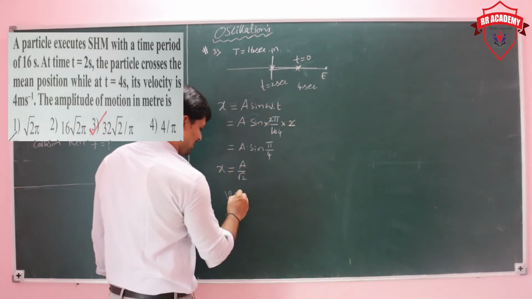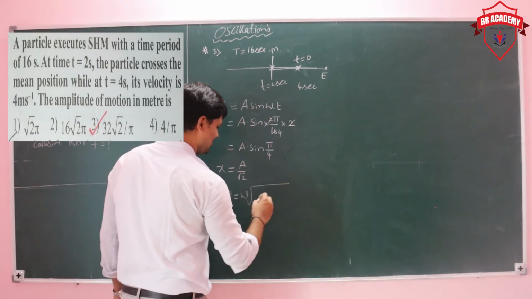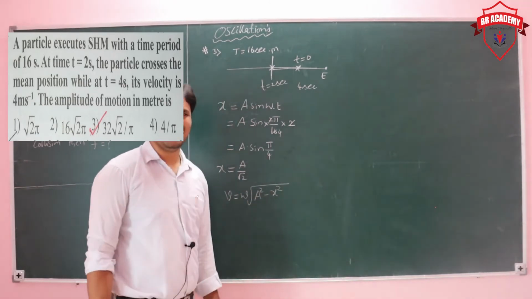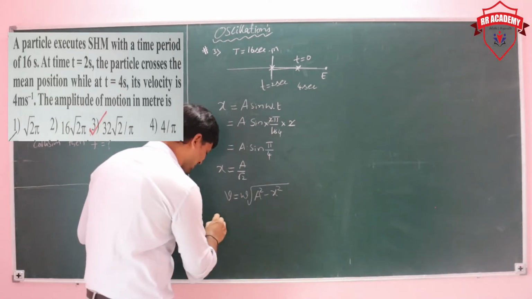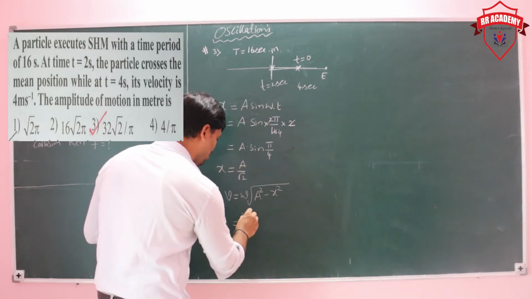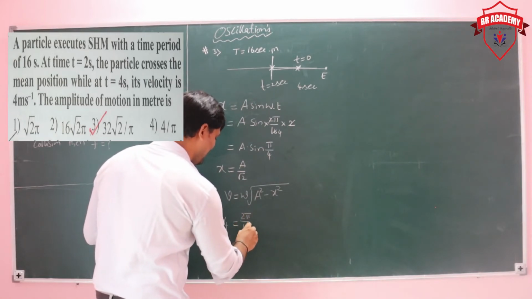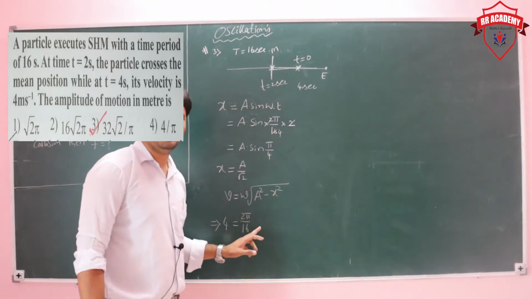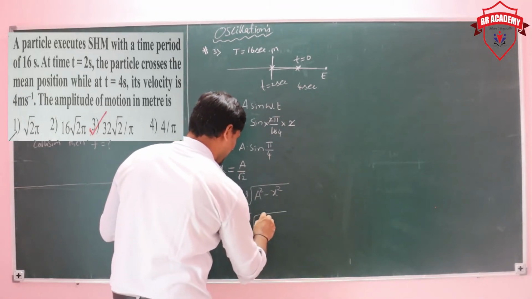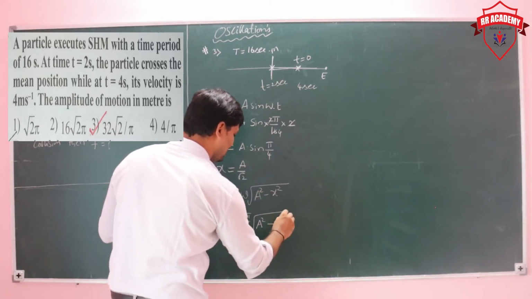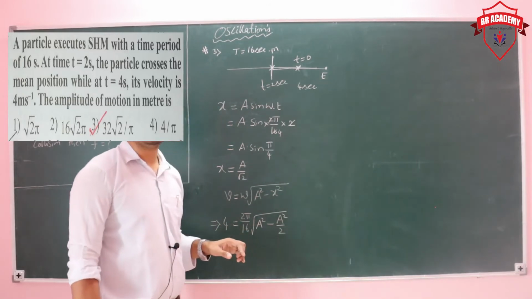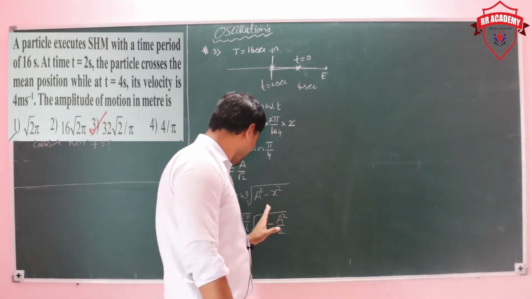Now they have given the velocity. Velocity v is equal to omega into under root a square minus x square. So velocity is 4. Omega value is 2 pi by T, T is equal to 16. And under root a square minus x square is under root a square by 2, which becomes a by root 2. Because our requirement is amplitude, that's why I am taking it.